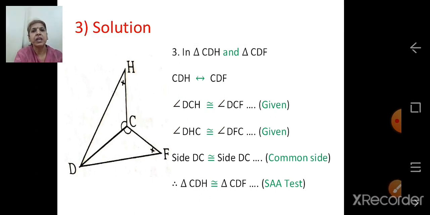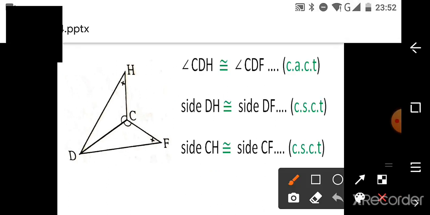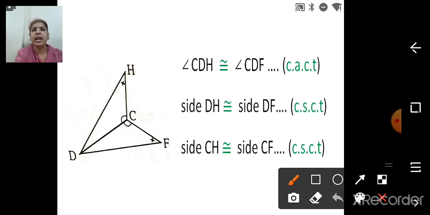Now what we have to do is, we have to write the remaining congruent parts. Now for remaining congruent parts, what is remaining? So two angles were there, the third one. So angle CDH, this one, with CDF. So angle CDH is congruent to angle CDF. Reason, corresponding angles of congruent triangles, CACT.